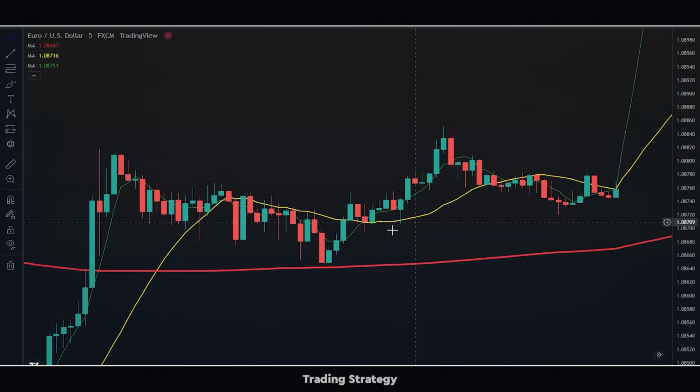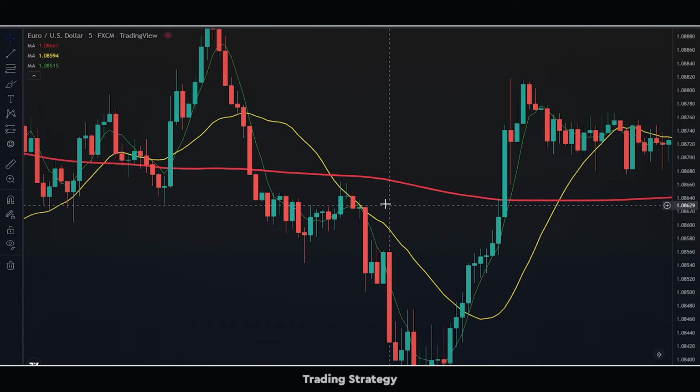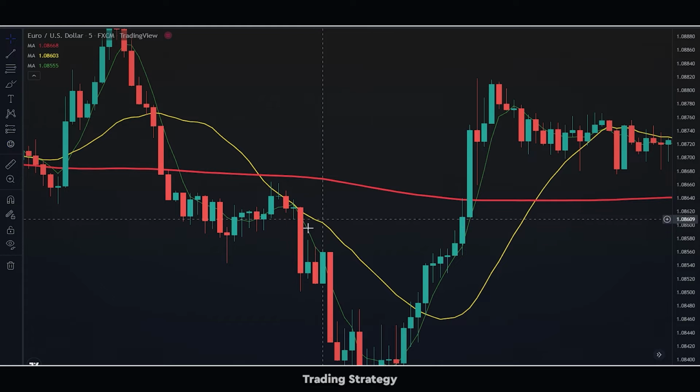We will make a buy operation when the moving average of 5 periods, the green one, crosses the 20-period moving average, the yellow one, from the bottom up. We will make a sell trade when the 5-period moving average, the green one, crosses the 20-period moving average, the yellow one, from top to bottom.